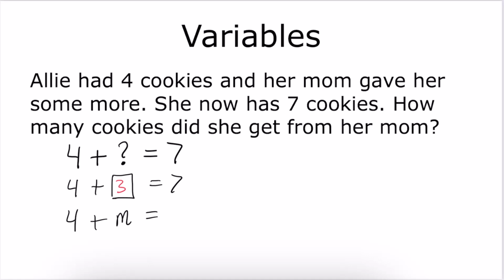So, if her dad gave her some more, I might use the variable D. Technically, it doesn't matter what letter you use, but for whatever reason, it usually makes more sense to students if you choose a letter that corresponds to the word problem in some way. So anyway, you would say 4 plus this unknown number, which we're going to call M for right now, is going to equal 7. And then your goal is to figure out what M has to be in order to make the math sentence true.